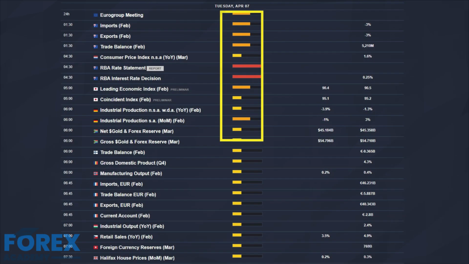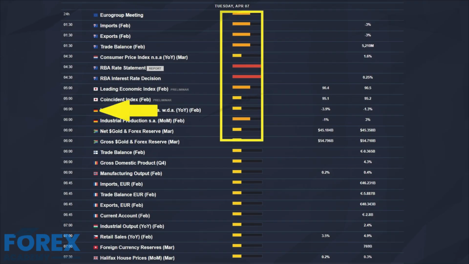Example C. In this example we can see that on Tuesday, April 7th, the Royal Bank of Australia are to make an interest decision at 4:30 AM GMT, and the importance is signified by the red lines, which indicate a high-risk event. Traders will be keeping a close eye on the Australian dollar and the associated currency pairs being traded against it leading up to or just after the announcement by the Royal Bank of Australia.